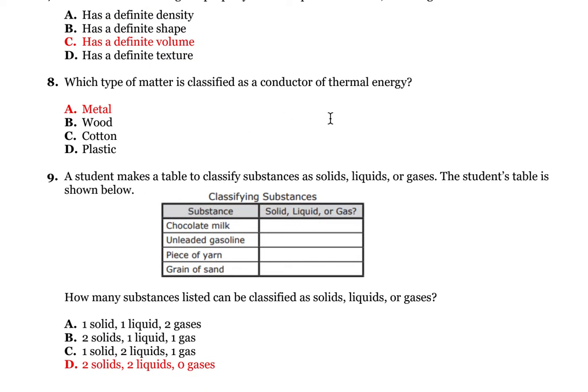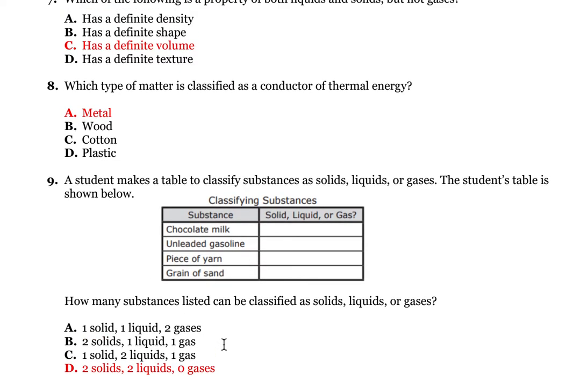Number 9. A student makes a table to classify substances as solid, liquids, or gases. The student's table is shown below. Classifying substances: chocolate milk, unleaded gasoline, piece of yarn, and grain of sand. So if it was me, I would go in here and label if it's solid, liquid, or gas. How many substances listed can be classified as a solid, liquid, or gases? There are 2 solids, 2 liquids, and 0 gases. So the answer is D. Chocolate milk and unleaded gasoline are liquids. Piece of yarn and grain of sand are both solids.